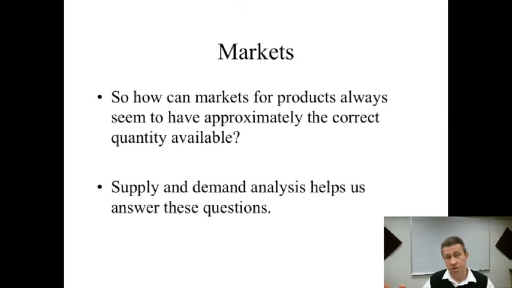A couple of the questions, or the big question we look at in this lesson: how does that happen? How can markets for products always seem to have approximately the correct quantity available? While we start this, I'll ask you to think: how often do you see shortages of products? How often in your daily life is there a shortage of a product?